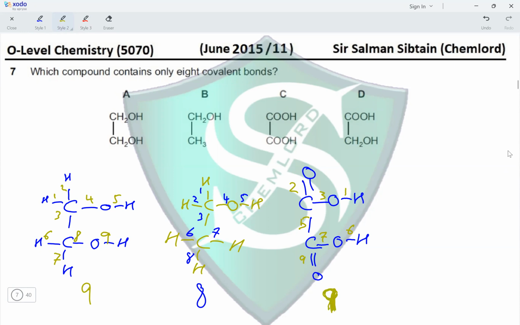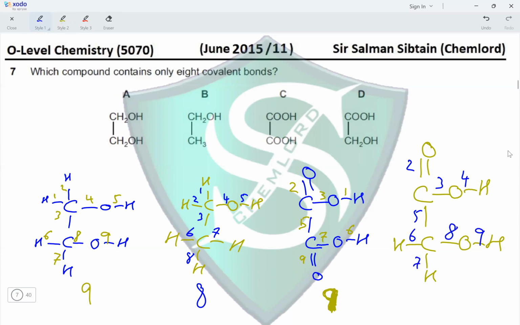And in the last one, we've got a C double OH group present. So it would be made this way. And then we've got this attached to a CH2OH group. So now the number of bonds would be 2 here, 3, 4, 5, 6, 7, 8, and 9. So this molecule also contains 9 covalent bonds. The question asked us which compound contains only 8 covalent bonds. So 8 covalent bonds are found in the compound given in B, making option B the correct option for this question.